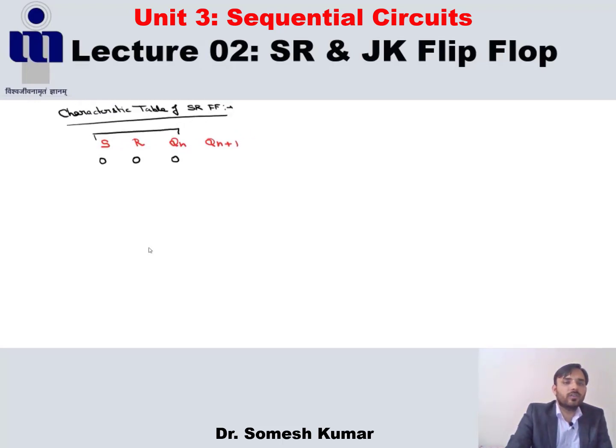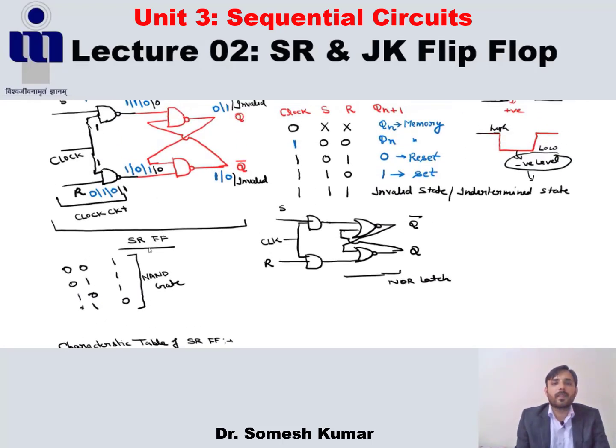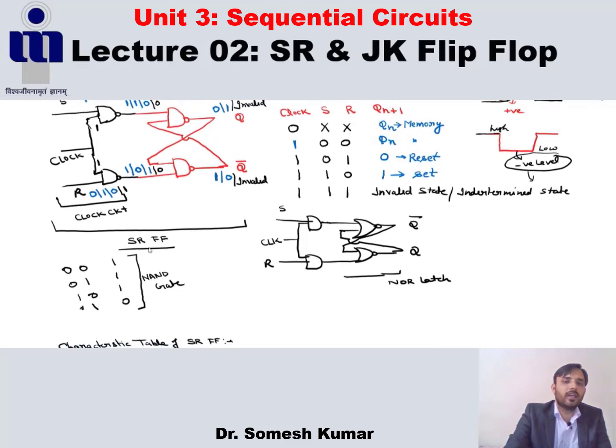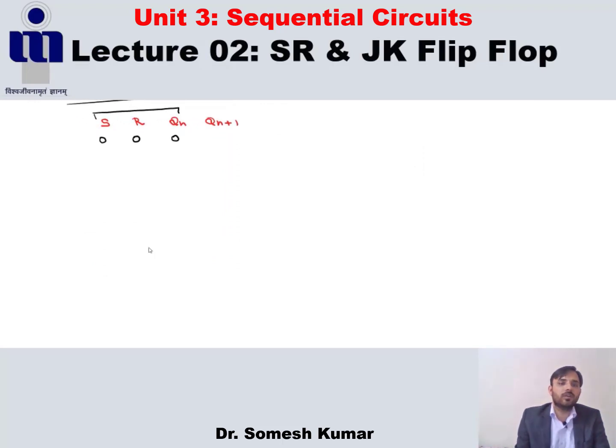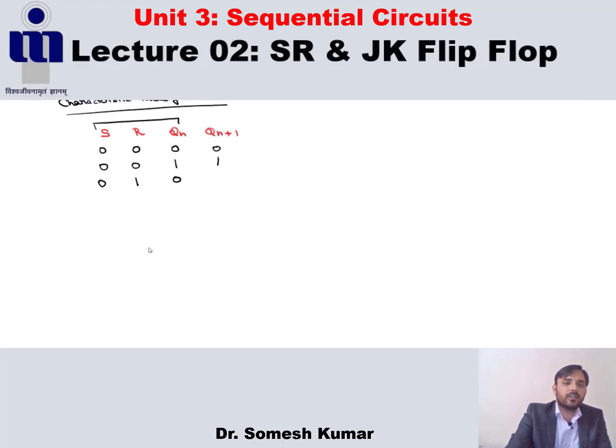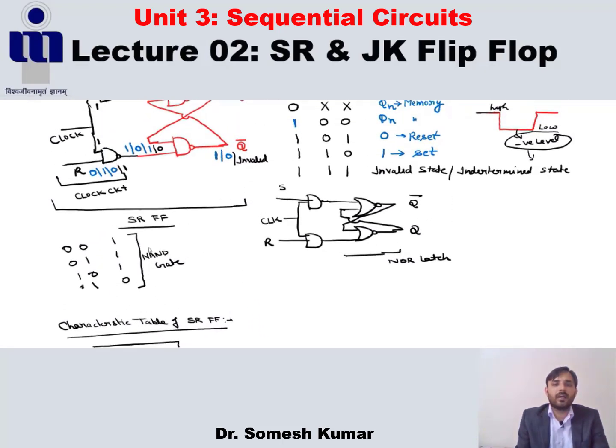From the truth table of the SR flip-flop, if S is 0 and R is 0, then the next state, Qn plus 1, depends on the previous state, meaning it remains the same as the previous state. Here the previous state is 0, so the value of Qn plus 1 is 0. What happened in the next case? The next combination is 0, 0, and if the previous state is 1, then what is the value of Qn plus 1? This is 1. So what is the next combination? This is 0, 1, 0. So what is the value of the next state? Here, if S is 0 and R is 1, then it becomes reset, meaning 0.